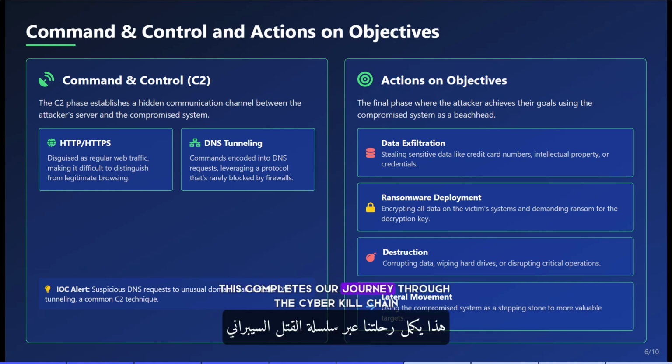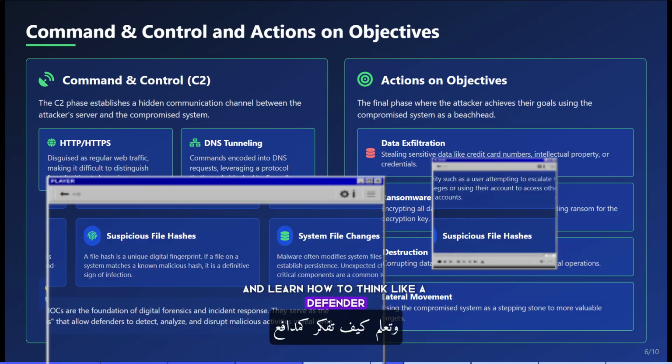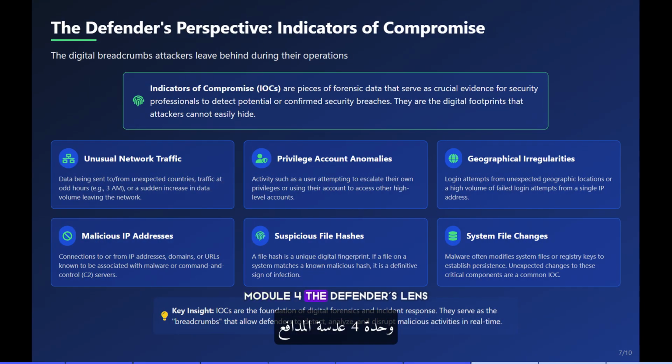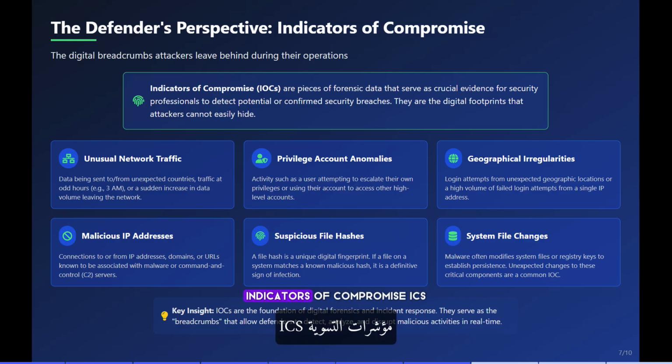This completes our journey through the cyber kill chain. In the next module, we're going to flip the script and learn how to think like a defender. Module 4, The Defender's Lens, Analyzing the Attack. Welcome to Lesson 4.1, Indicators of Compromise, IOCs, the Digital Breadcrumbs.